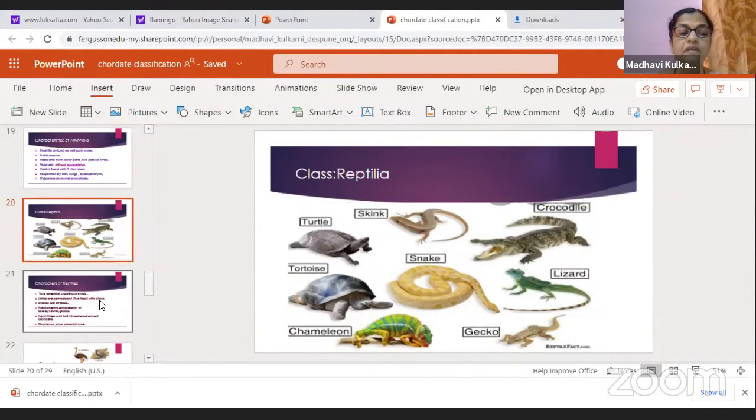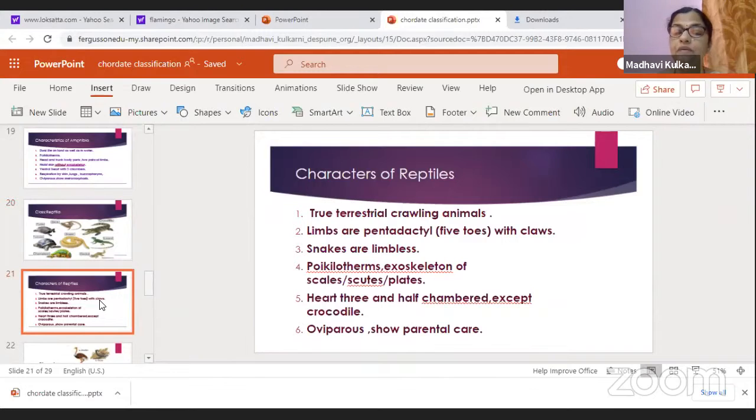So that gives the animal protection. Their heart is 3.5 chambered. That is a peculiar character of reptiles, because 2 auricles and a partly divided ventricle make the chambers 3.5. The exception is the crocodile, in which a complete 4-chambered heart is there.